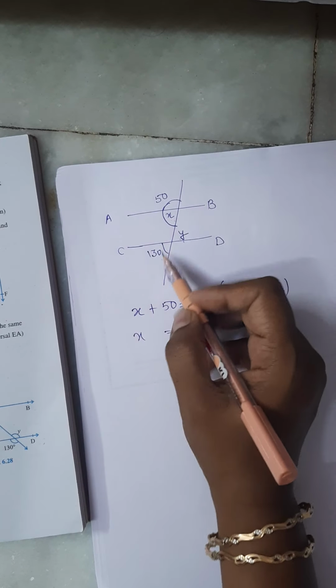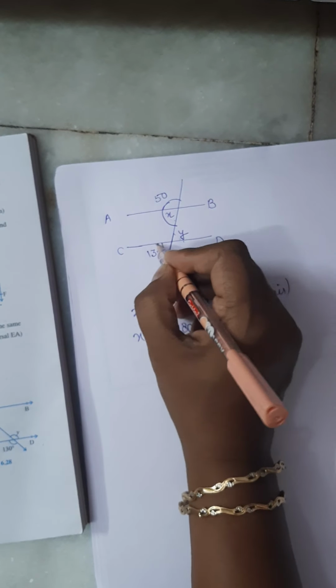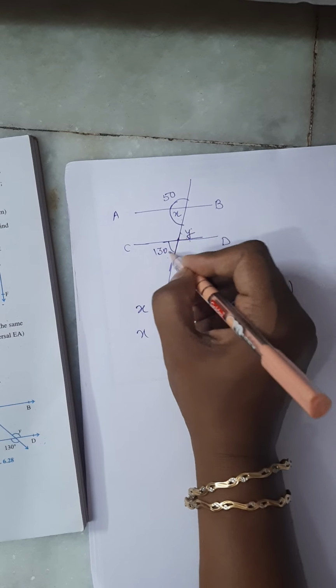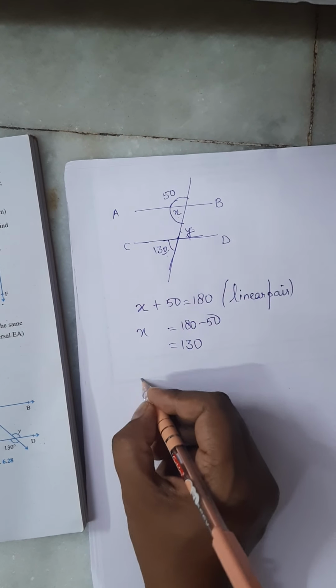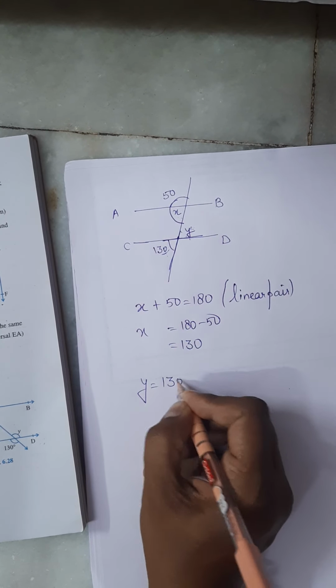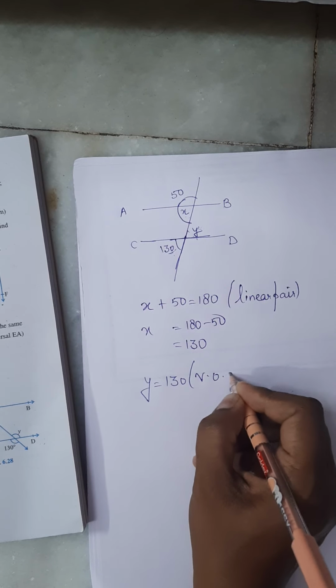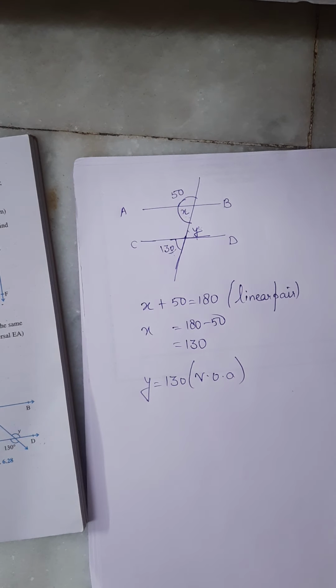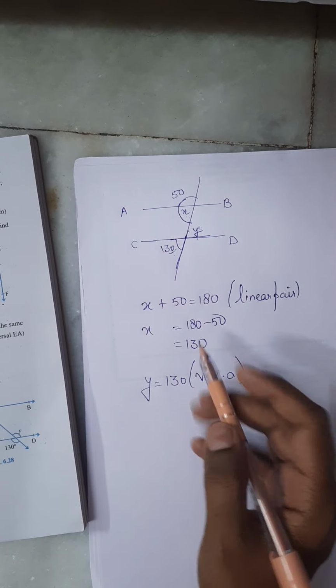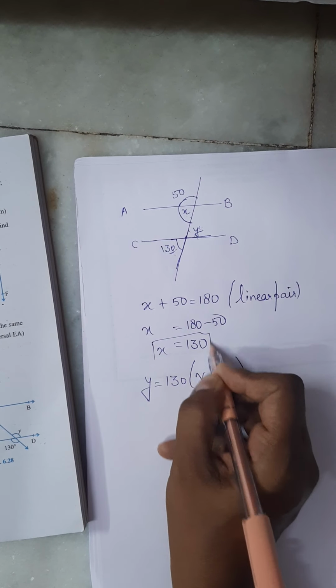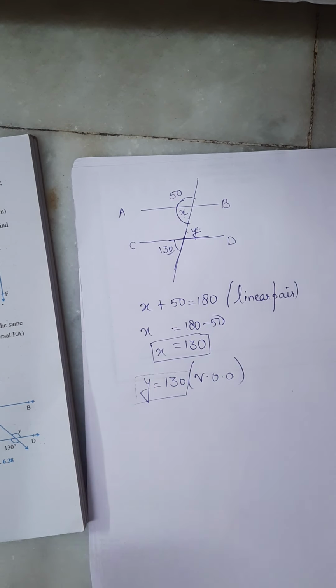Now let's talk about y. These two are intersecting lines. So what about this y? y is 130 again. And what is the reason for this? The reason is they are forming vertically opposite angles. So the question demanded us to find the value of x and y. Half of the question we have done. x also done, y also done.